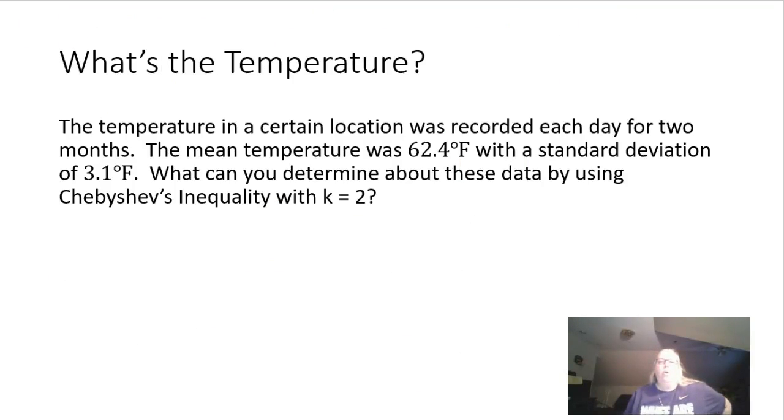Okay, here's the first one. The temperature in a certain location was recorded each day for 2 months. The mean temperature was 62.4 degrees Fahrenheit with a standard deviation of 3.1 degrees Fahrenheit. What can you determine about these data by using Chebyshev's inequality with K equal to 2? Okay, so from the previous slide, we already know that K equals 2 means we're talking about 75% of the data, and that's going to have to be within 2 standard deviations.